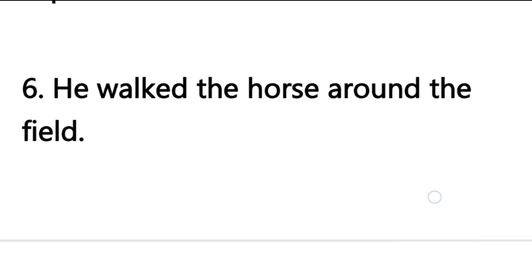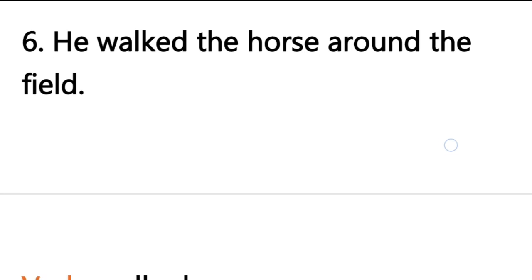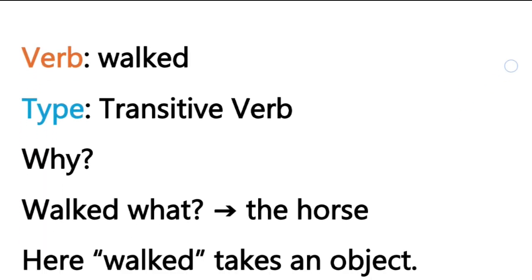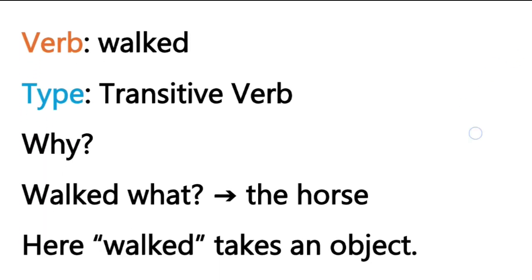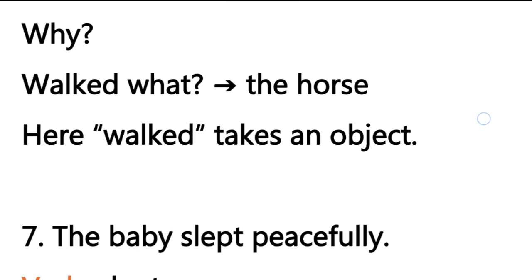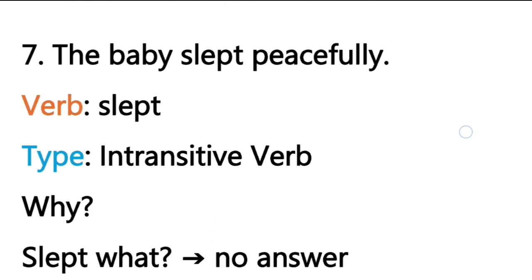Question 6. He walked the horse around the field. Remember, we have to focus on the verb walked. It's used both ways. In this, we had to find its type. We know that the verb is walked and the type will be transitive because it has an object, which is the horse. Also, if we ask walked what, we'll get the answer the horse. This way, walked takes an object, hence the answer.